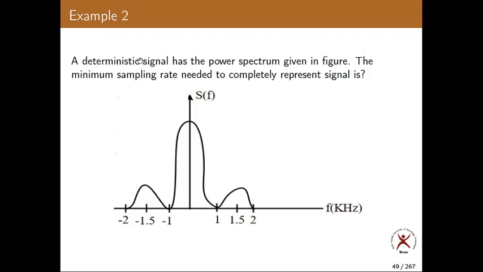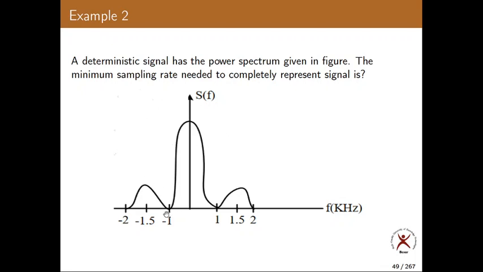Next, another question. A signal has power spectral density given in the figure like this. The minimum sampling rate needed to completely represent the signal. So the minimum sampling rate means what? It is also equal to Nyquist rate. Minimum sampling rate is also the same as Nyquist rate, that equal to 2 FM. Now, this is the spectrum they gave you. Suppose you want perfect reconstruction. So what should happen? Your Fs should be equal to 2 FM.